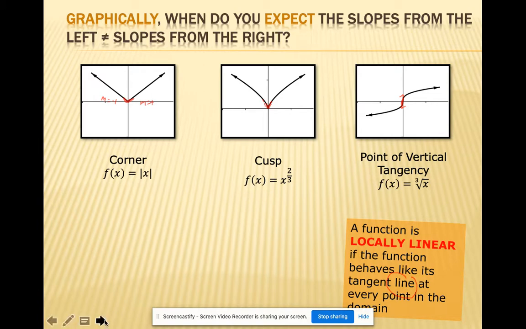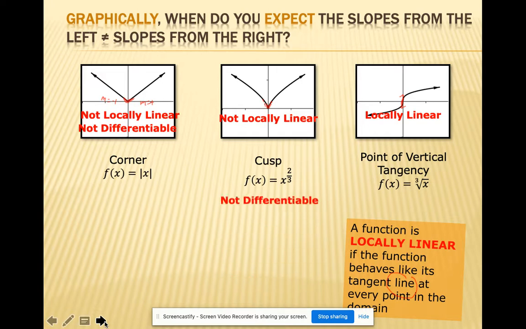It's just vertical. So we say that absolute value is not locally linear, that x to the 2/3 is not locally linear. Actually, the cube root of x is locally linear, but none of these are differentiable, right? So vertical tangency is kind of this oddball case where I can zoom in and my function looks like its tangent line. It's just that my tangent line there, its slope is numerically undefined.